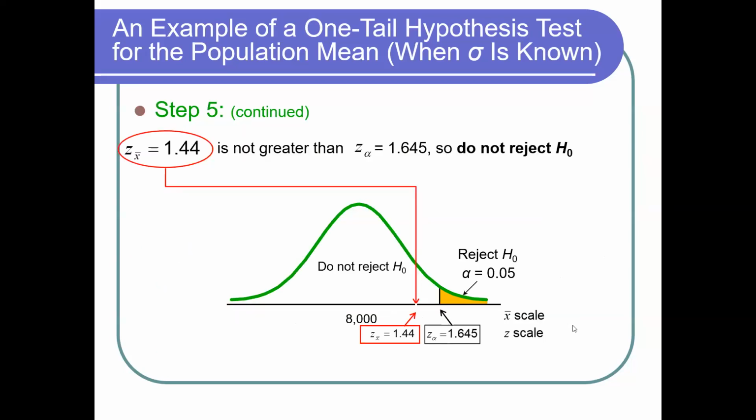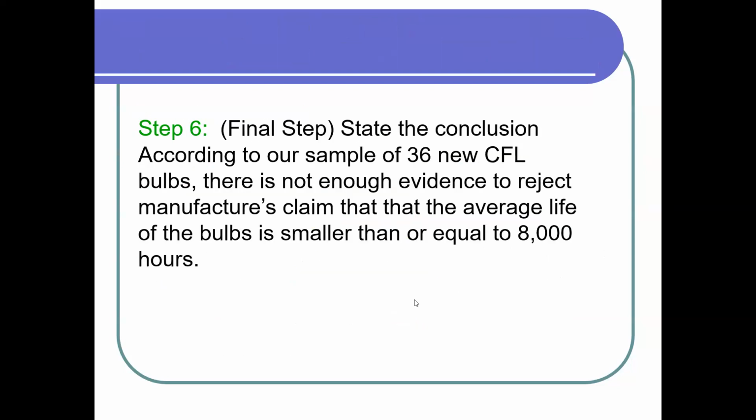Okay. So that's it. So it shows here. We can't reject the null hypothesis. So that means that according to the sample of 36 new light bulbs, we don't have enough evidence to reject the claim that the average life of the light bulb is smaller than or equal to 8,000 hours.